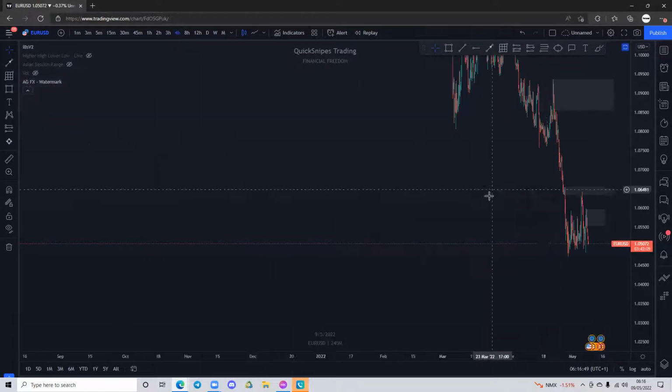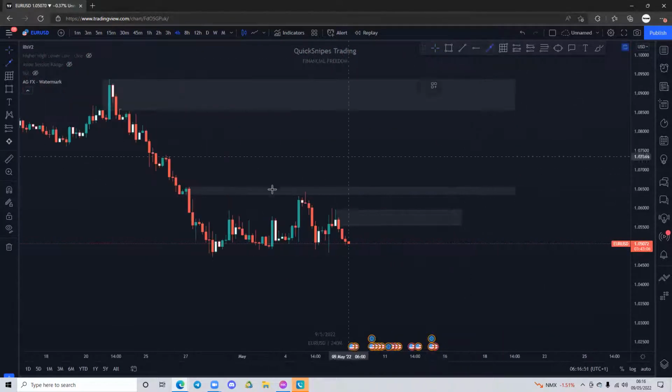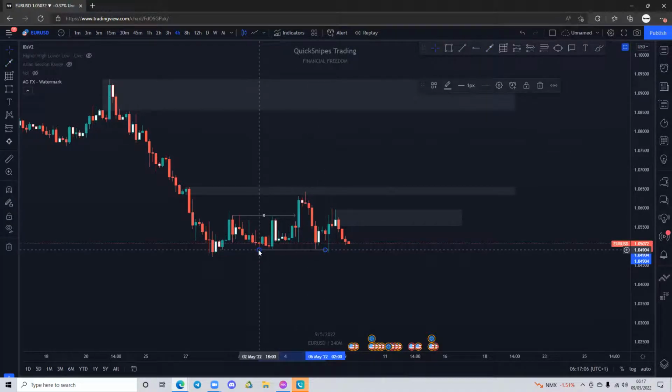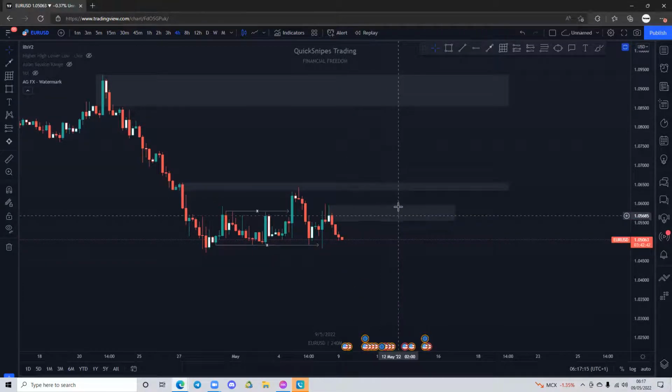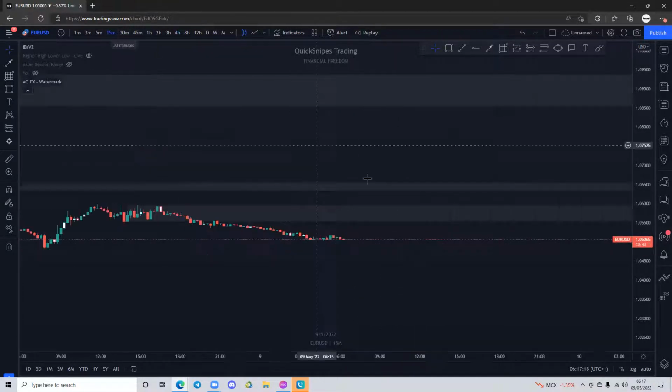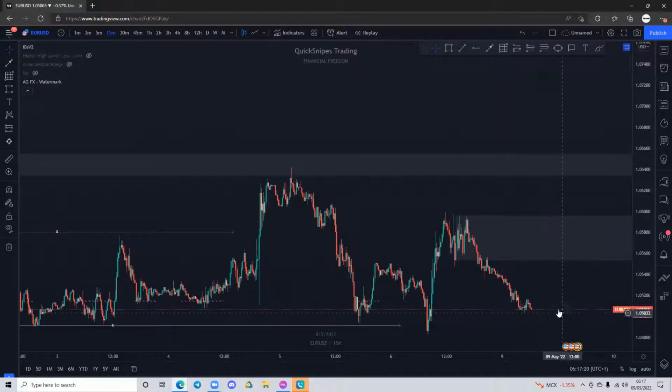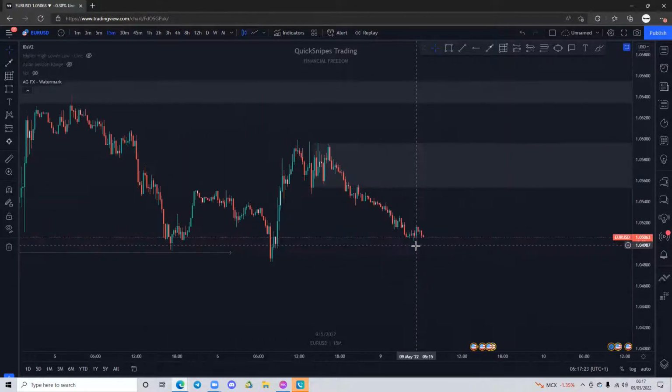In fact, staying on the 4 hour for a second, we can see that liquidity has been grabbed to the upside as a sweep. So potentially we could see, in fact we have seen liquidity grab to the downside with this wick over here. So market could move either way at this stage. Head over to the 15 minute. Now let's see exactly what we're looking at.